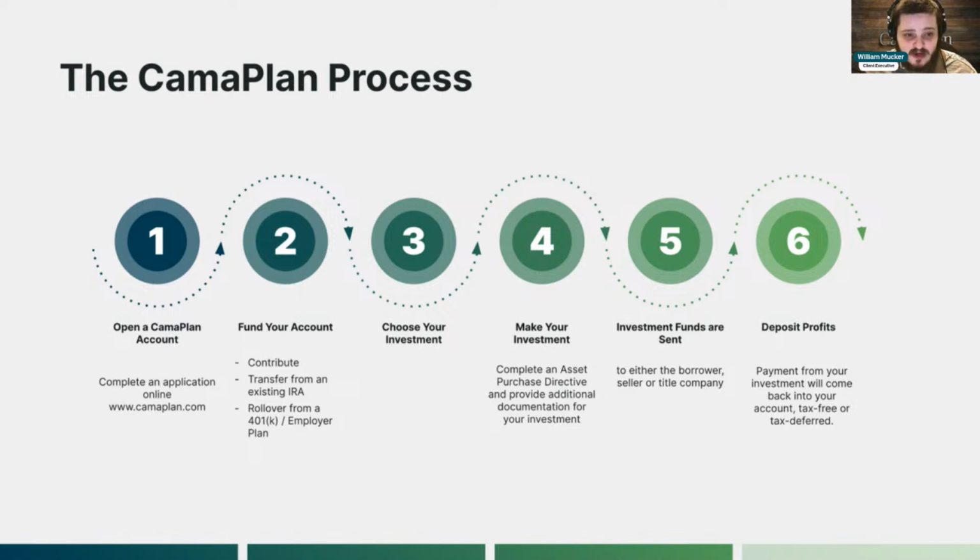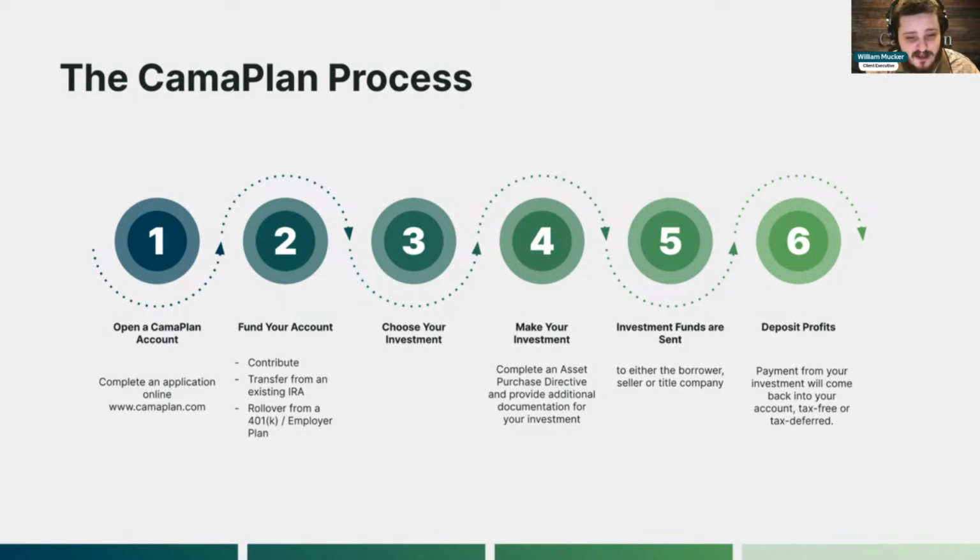Our asset purchase directive just tells us what you're investing in, how much you want to invest, how you'd like to send the funds, and where we're sending them. Then with that asset purchase directive, you'll submit the supporting paperwork for the investment. So if you're purchasing a property, you'll have an agreement of sale where the purchase on that property is that IRA entity. It's not going to be you personally as the account holder. So it's going to be that entity similar to a trust that I mentioned.